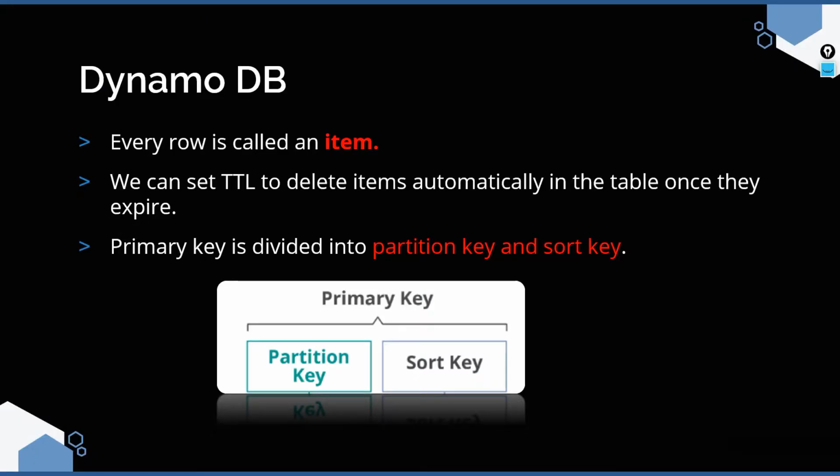Now let us see some of the key concepts in DynamoDB. In DynamoDB, we have something called items and attributes. Just like how in our DBMS you have rows and columns, here we call them items and attributes. Every row you see in DynamoDB is called an item, and an item can have any number of attributes in it. Since this is schemaless, each item can have different attributes or the same attributes.